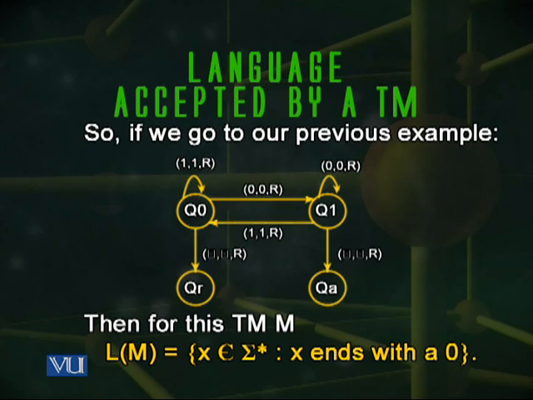Well, as we noticed, this Turing machine is going to accept all strings that end with a 0. So L of M in this case is the set of all strings over the binary alphabet 0, 1 which end with a 0. As we saw, our example Turing machine accepts all strings that end with a 0. So the language of this Turing machine is the set of all strings which end with a 0.